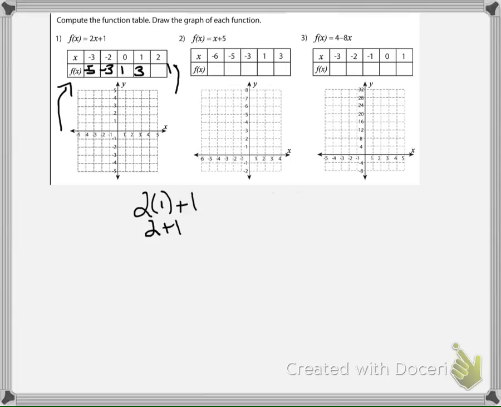Now, any thoughts as to what you think this next value would be? Do you see a pattern here? Possibly you do, possibly you don't. Let's see if you're right. If we were to evaluate 2 times 2, plus 1, we would wind up with a 5. And you may have seen that pattern.